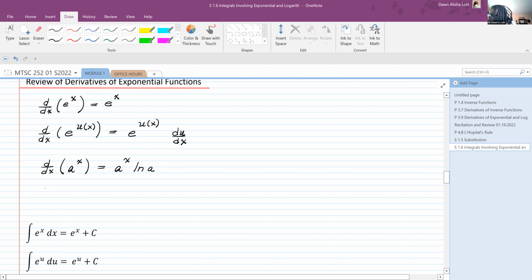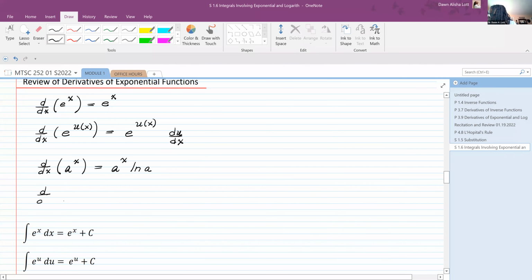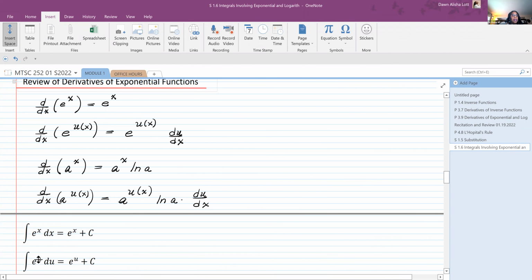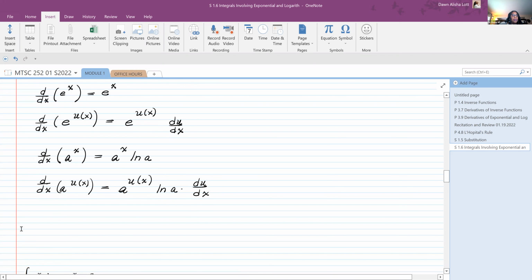And the derivative with respect to x of a to the u of x is a to the u of x natural log a du dx. So those you should know. Please make sure you know those. Know how to manipulate them. That's what you should know. Okay, so now I can do my integrals.